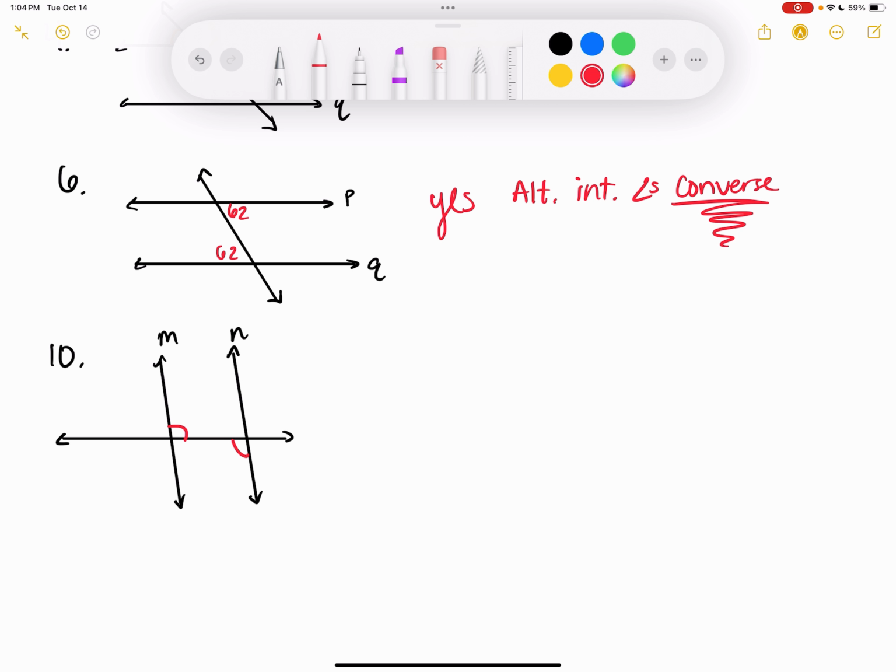All right, so can we prove that M and N are parallel to each other? And if so, how? Yep, exact same reason as the previous one. Alternate interior angles converse.